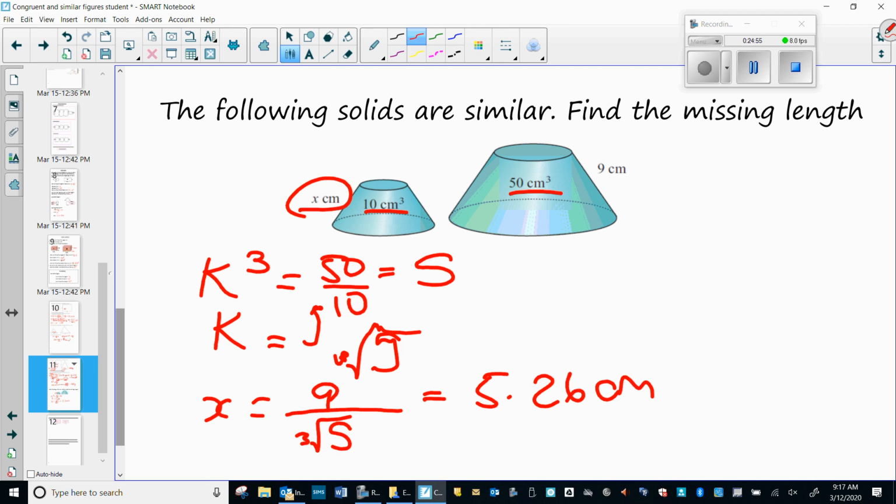I have a question. Yeah. How did you get that? Because I put it in my calculator and I think it's the 3 now. I'll come and show you how to cube root something in 1 second.